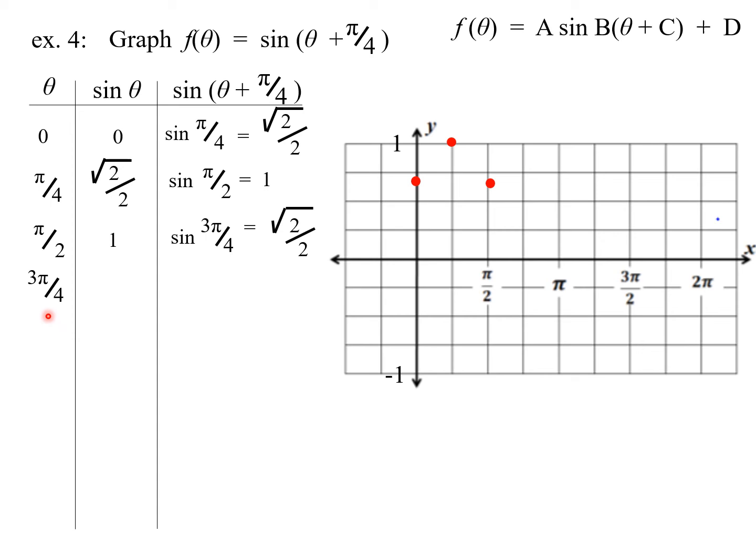All right, let's continue. At 3 pi over 4, we have the sine of 3 pi over 4 plus pi over 4, which is 4 pi over 4, or just pi. And the sine of pi is 0. So at 3 pi over 4, the value of the function is 0.